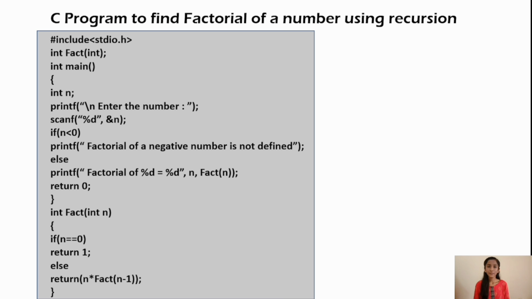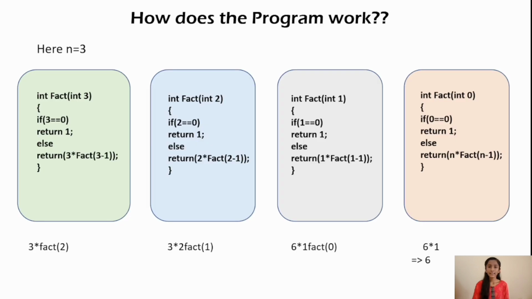We are going to enter a number 3. Obviously 3 is greater than 0, so we have to calculate the factorial. When fact(n) is called, it jumps to the function definition. So let's see what exactly happens in the function definition. Here n is equal to 3, so we get int fact(int 3), and 3 is not equal to 0, so the program returns 3 into fact(2). Now again int fact(int 2), even 2 is not equal to 0, so the program returns 2 into fact(1). Here we get 3 into 2 into fact(1).